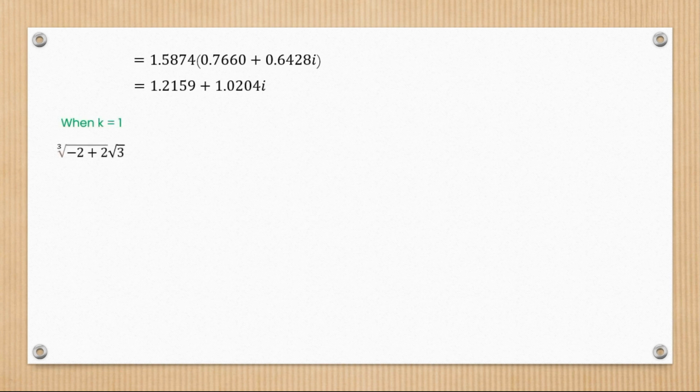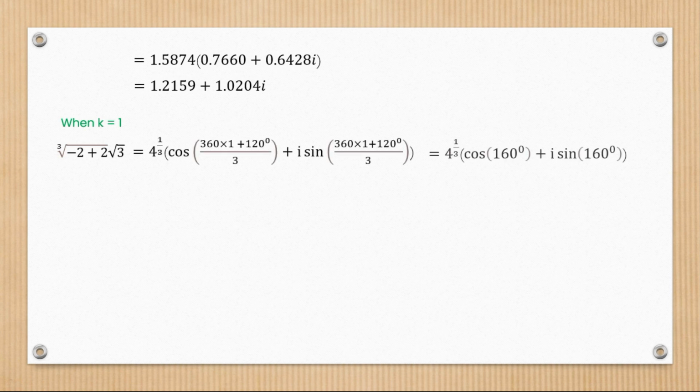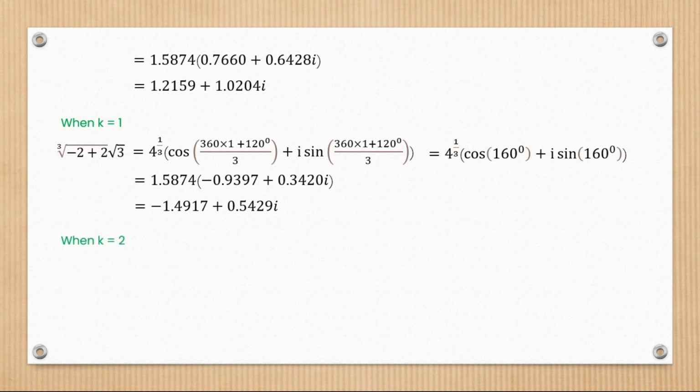So how about when k is 1? When k is 1, we substitute the value of k as 1, and that's what we have. I'm left with the cube root of 4 into cos 160 plus i sin 160. Now you can see that cos of 160 is negative and sine of 160 is positive. Now open brackets and we are left with negative 1.4917 plus 0.5429i. How about when k is 2?